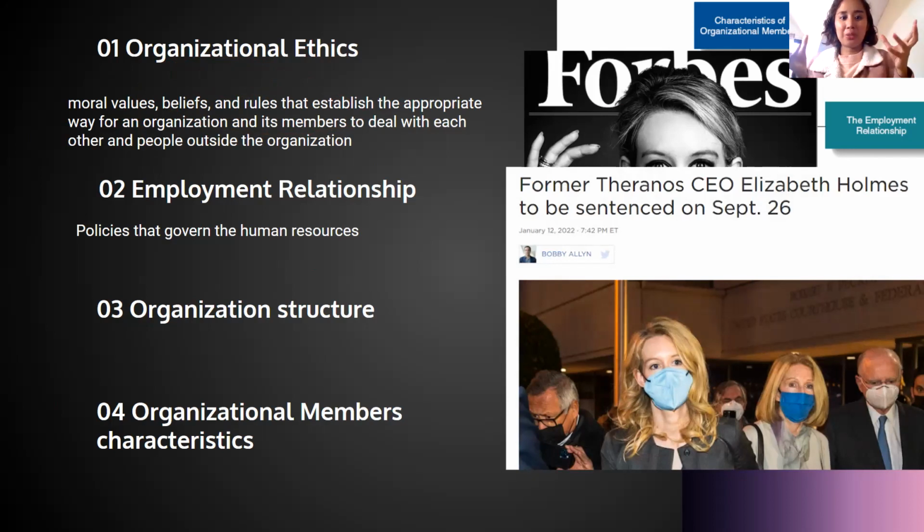Yan, so the Apple technology of Steve Jobs. The competence of that technology. So where are you basing your moral values, your beliefs? Is it based on a lie? Is it based on truth? Is your heart for that organization really for customer service? Ganyan. So, employment relationship, the policies that govern your human resources, its structure, and the characteristics of the organization. So it's very important who are the people you are hiring. And by this story, careful ka rin kung saan ka nagtatrabaho.